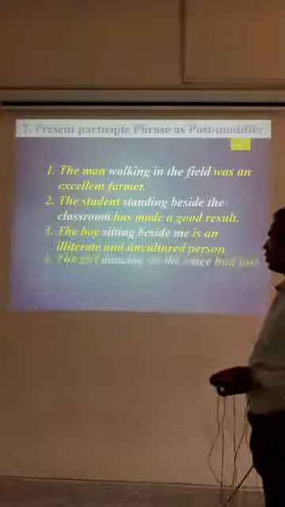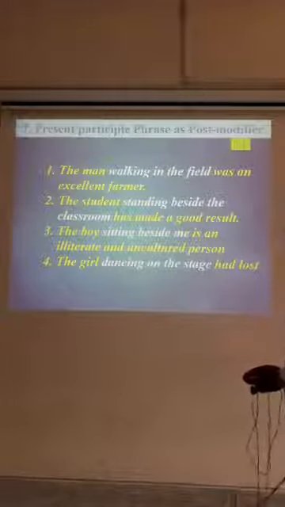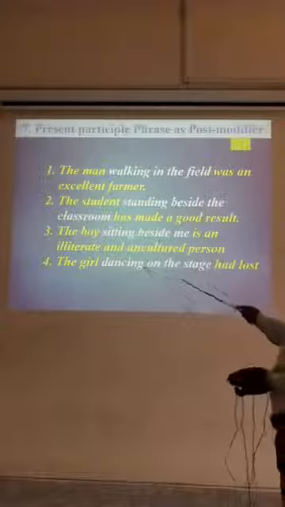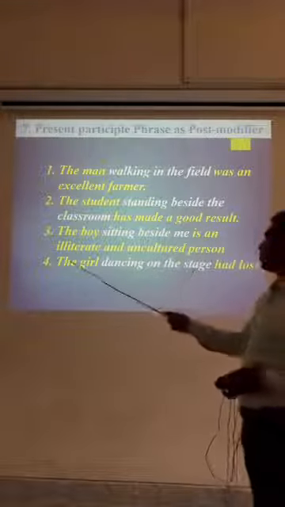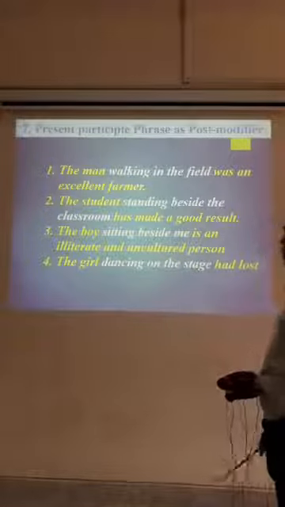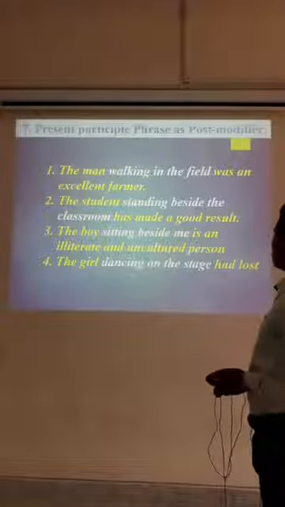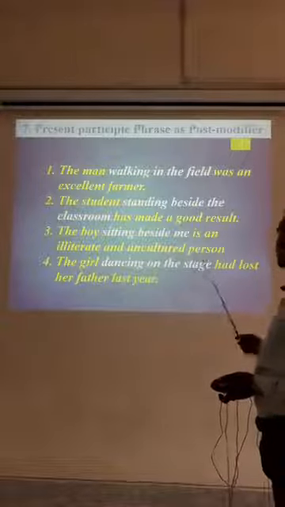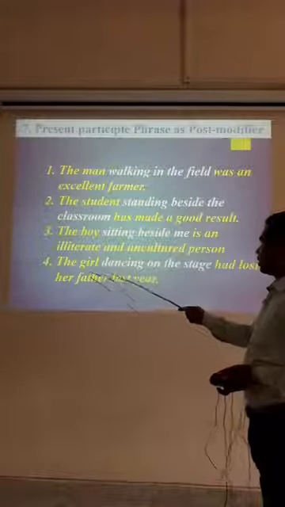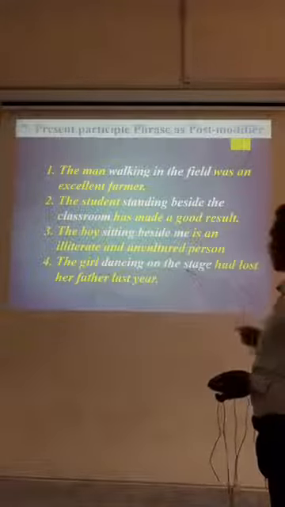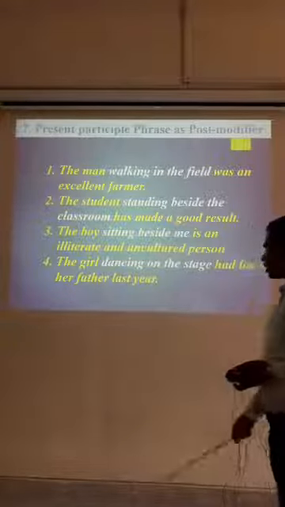Number 4, the girl dancing on the stage. Dancing on the stage is a present participle phrase used after the girl, after the word girl. So it is used there as post modifier. The girl dancing on the stage had lost her father last year.